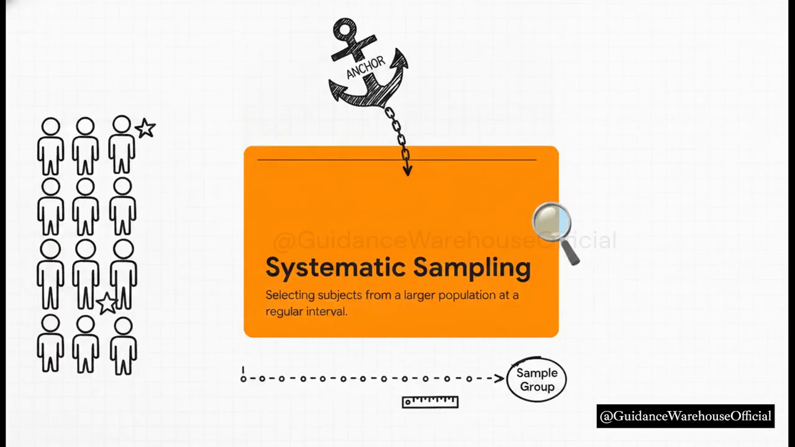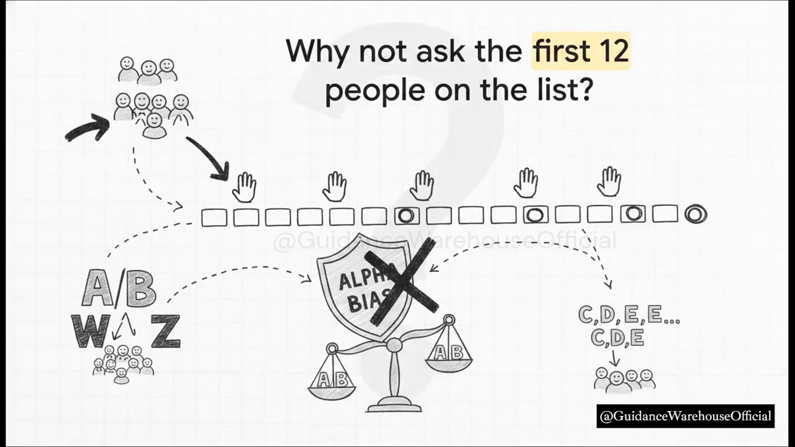What we literally just did has a formal, professional name in statistics. It's called systematic sampling. That just means selecting subjects from a larger population at a regular interval. That regular interval part, that is the absolute key here. In our case, the interval was every 4th person. I really want to cement this definition so you have a solid professional anchor for the activity we just mapped out.